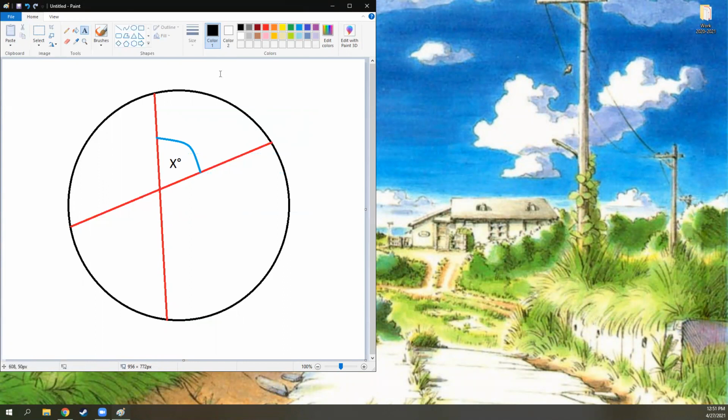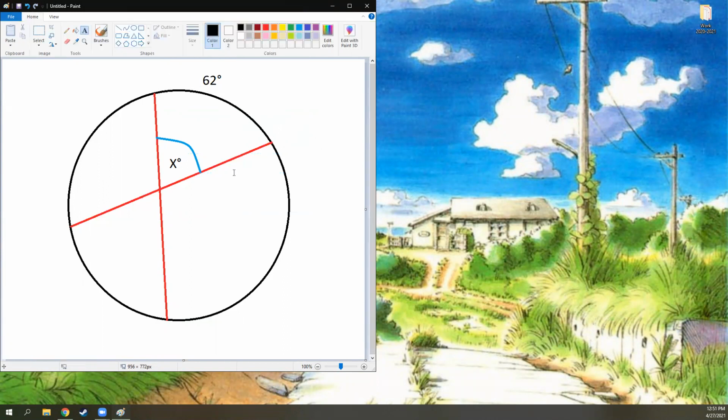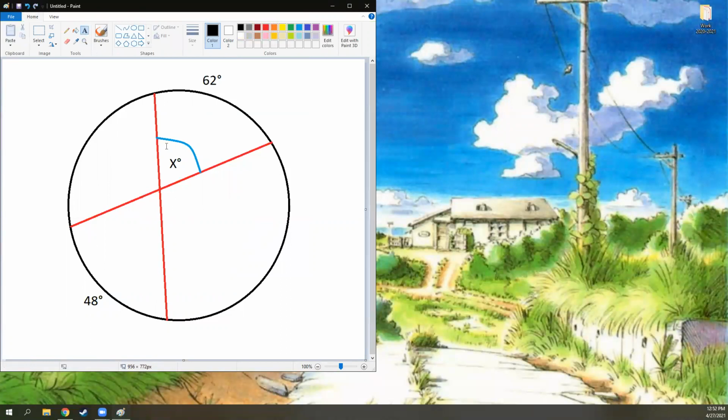Well, how do we solve that? It's a nice, simple thing. You have to know the arcs, the degrees, not the length, but the degrees. So let's say this guy is 62 degrees. And then the one over here, we're going to say is, I don't know, 48? Why not? So this is your typical chords crossing question. We got solve for X, you know this arc and this arc.